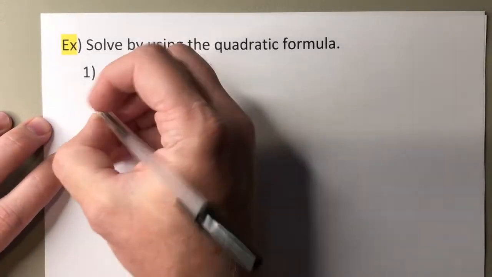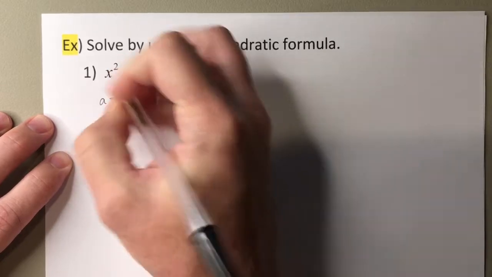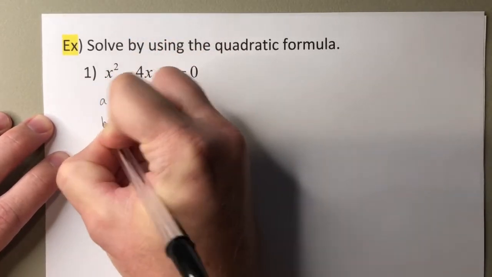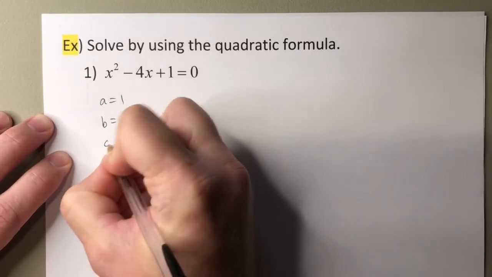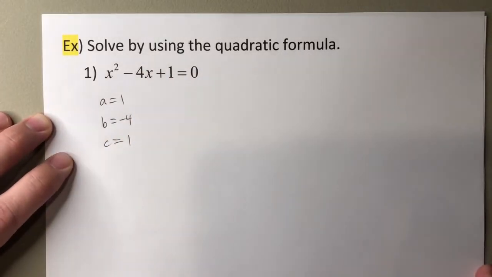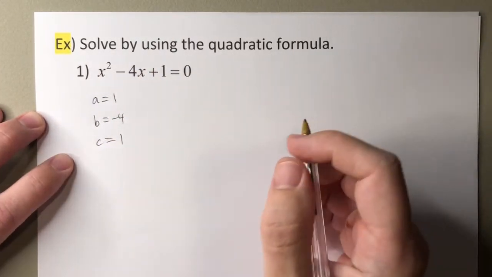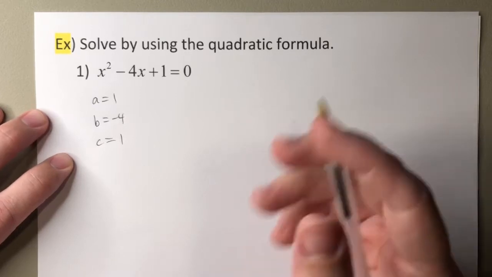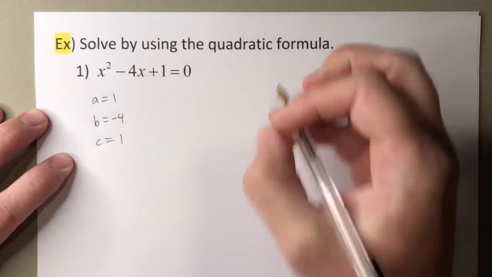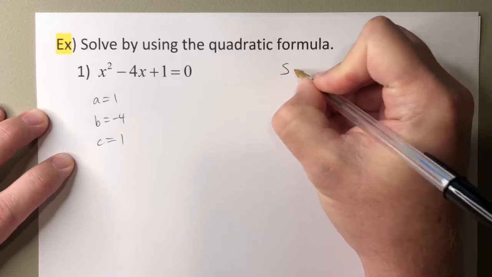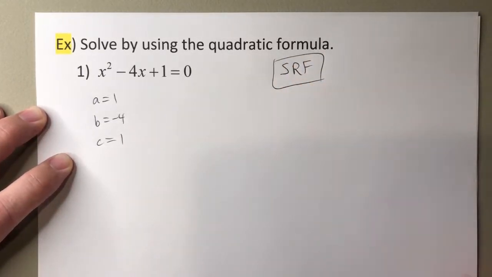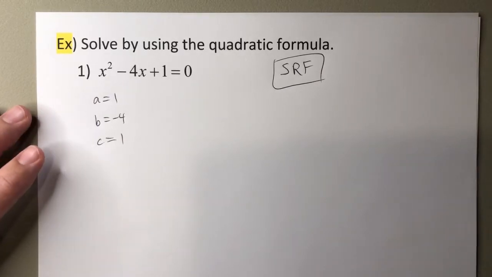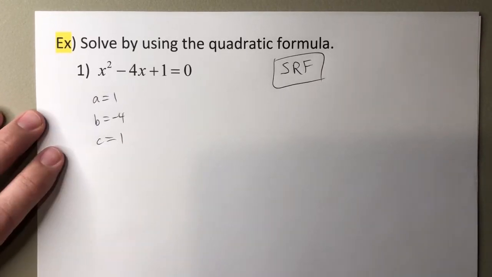So here's what I like to do. I like to write down what a is equal to. In this case, it's understood 1. B is the coefficient of x, which is negative 4. And c is 1. All right? I will tell you that these answers should be simplified. They should be reduced. They should be specifically in simplest radical form. Please make a note of it. They should be in simplest radical form. Okay? All right. So how do we do this?